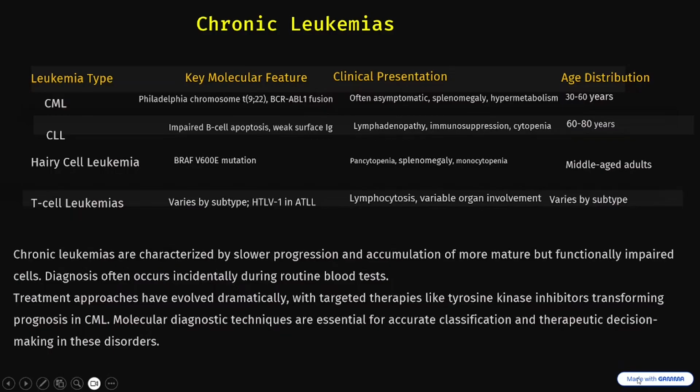Chronic leukemias are characterized by slower progression and accumulation of more mature but functionally impaired cells. Just remember, in chronic leukemias, there are more mature cells, but these cells are functionally impaired. Diagnosis often occurs incidentally during routine blood tests. Treatment approaches have evolved dramatically with targeted therapies like tyrosine kinase inhibitors transforming prognosis in CML. Molecular diagnostic techniques are essential for accurate classification and therapeutic decision making in these disorders, as we discussed earlier.